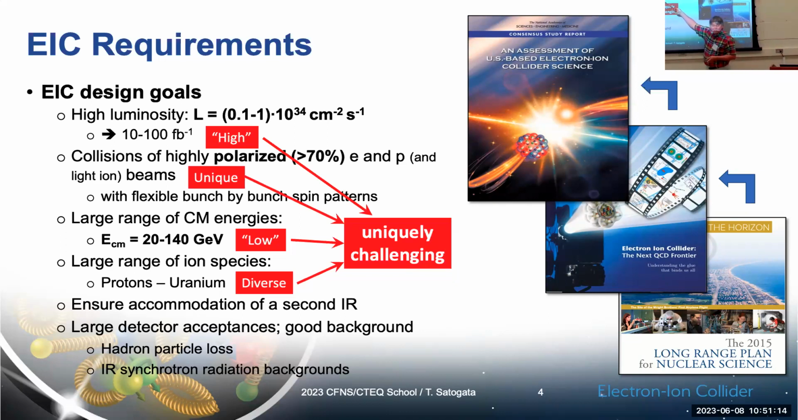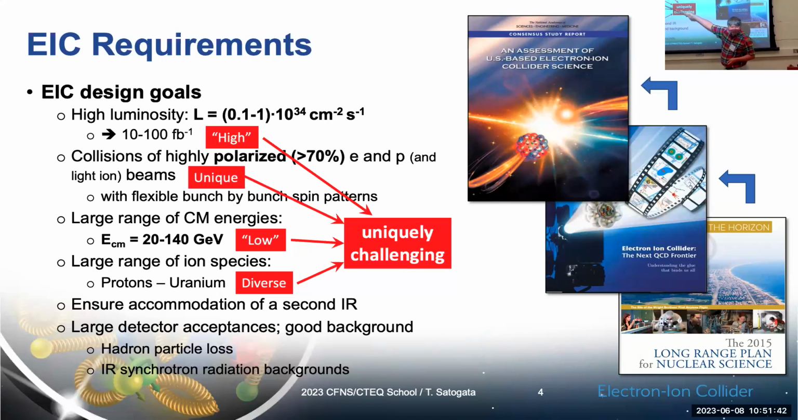Because of the energy range of this machine, this is an extremely ambitious number. Colliding highly polarized electrons and your protons and your light ion beams, right? These polarizations have been achieved for the most part with protons, for example, in RHIC. But you have to also be able to flexibly include different orientations of spin to look at your systematics as you go through your experiment.